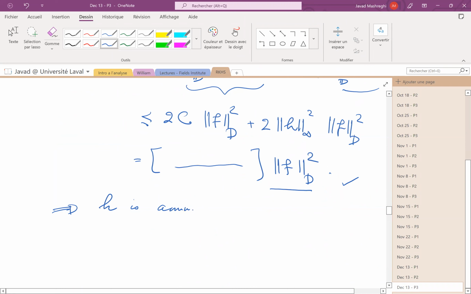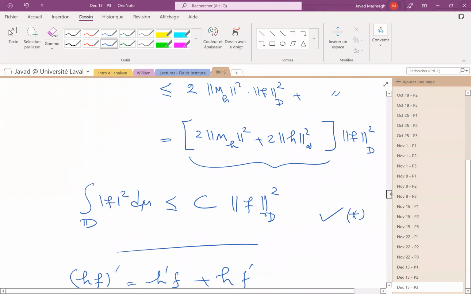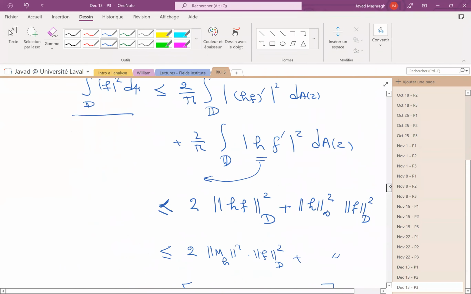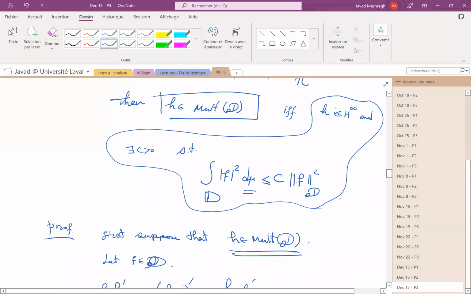So h is a multiplier. And we are done. So as you see, there is nothing special about this theorem. It just makes a connection, a bridge between two subjects. One of them is Carlson measures, this one. And the other is the multipliers.